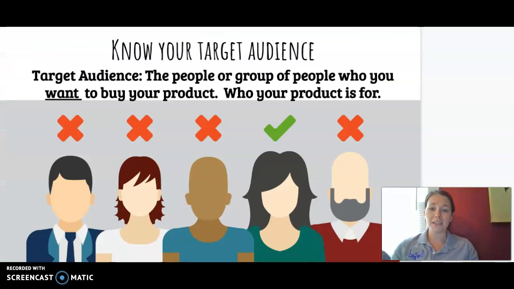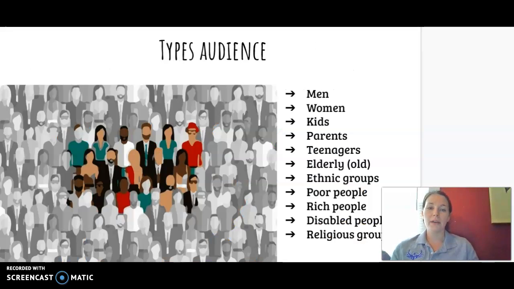So, target audience review is a people, or group of people you want to buy your product. So, if my product is a toy, I'm going to want to focus on kids and maybe parents because the parents have to buy the toys. So, when you are thinking of what you are making your product, think of who it is for. Is it for men, women, kids, parents, teenagers? Who is your product for? What is your product? Who will like your product?